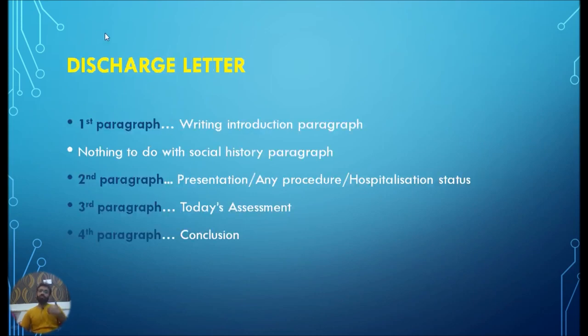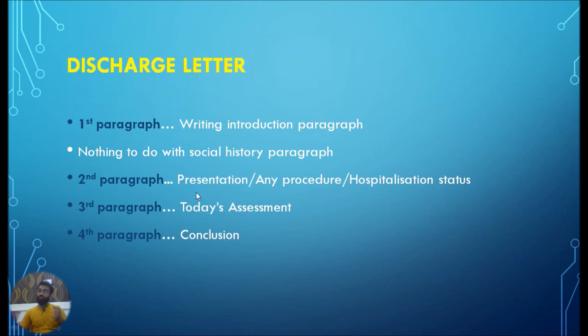Today's letter is basically a discharge letter. I would like to tell you some basic steps for how to write a discharge letter. In the first paragraph, after mentioning the address, we will definitely write the introduction of the letter. Then keep in mind that we have to do nothing with social history, past medical history, past surgical history, or family history in a discharge letter. In short, we will skip this paragraph in a discharge letter.